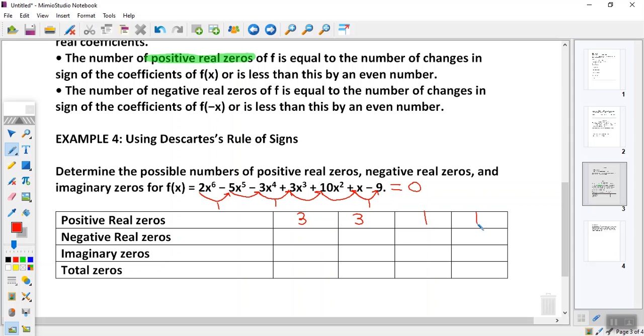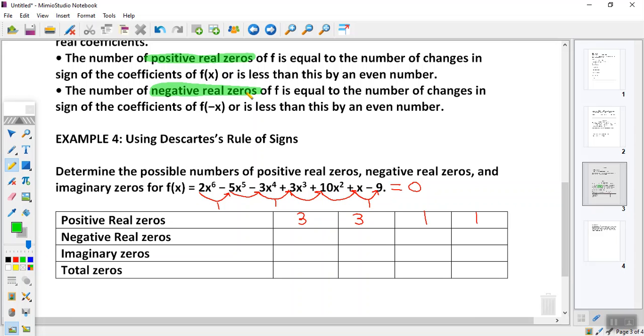Now, I'm going to go below this chart a little bit because I want to talk about the second part. The second part says the number of what type of real zeros, kids? So a zero might be negative 7 or negative 22 or something like that. It says the number of negative real zeros of f is equal to the number of changes in the sign of the coefficients, not of f of x, but what? Negative. Okay, let me write this down right here, kids.